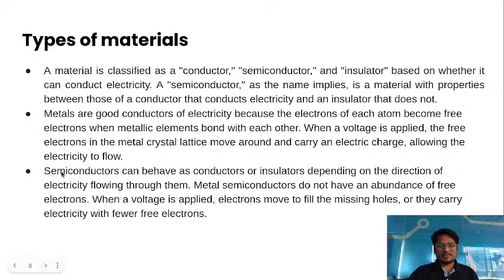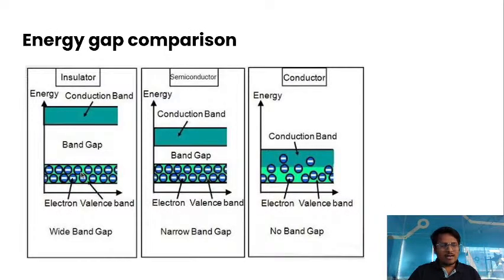But what is a semiconductor? Because we have seen a diode is a semiconductor device which makes the current flow in only one direction. So today the topic is semiconductors, so we will be focusing on this. A semiconductor can behave as a conductor or as an insulator depending on the direction of the electricity flowing through it. Semiconductor materials are like silicon and germanium.